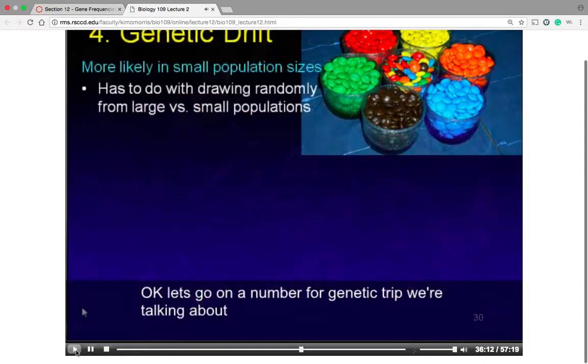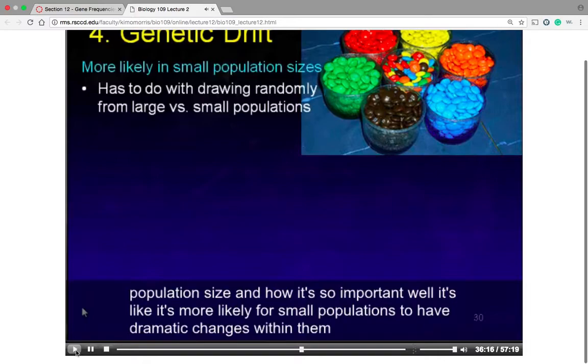Okay, let's go on to number four, genetic drift. We were talking about population size and how it's so important.